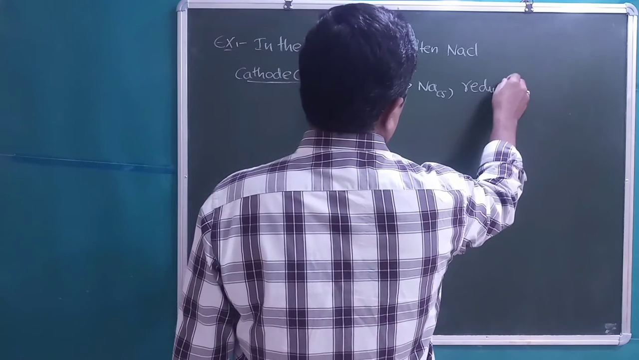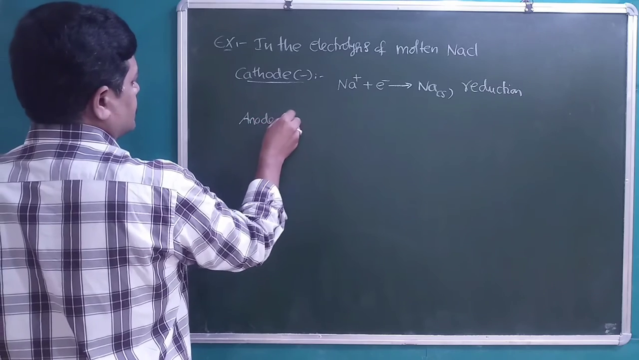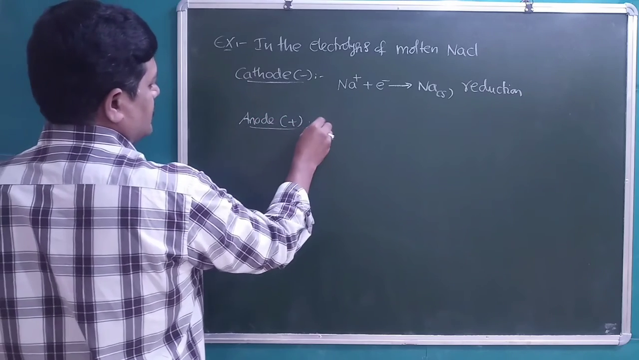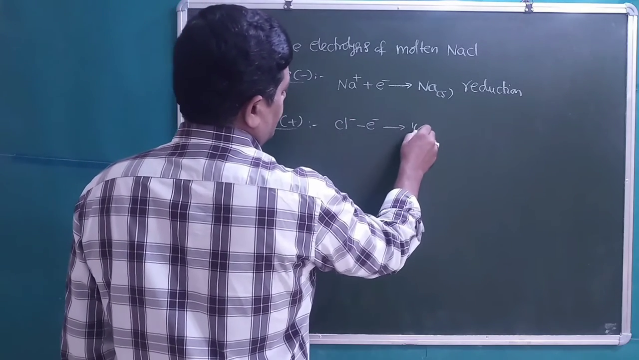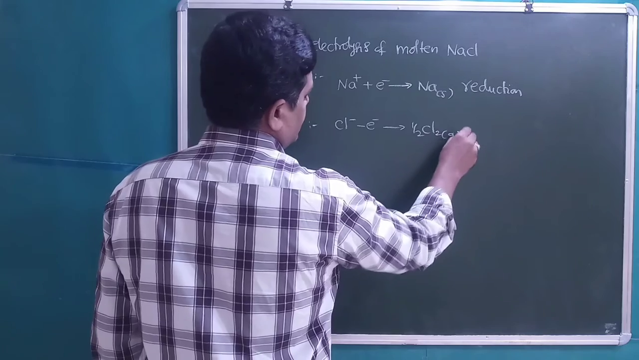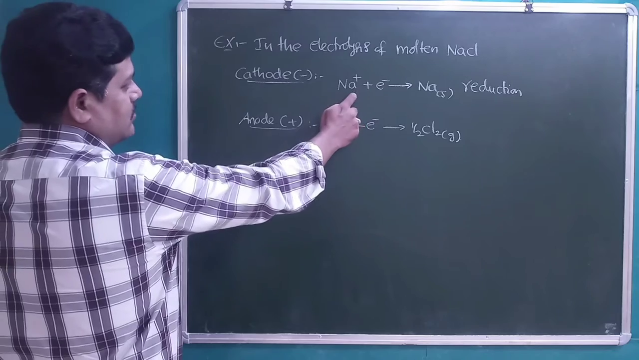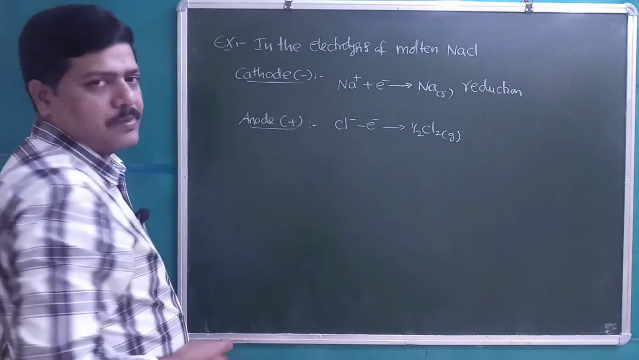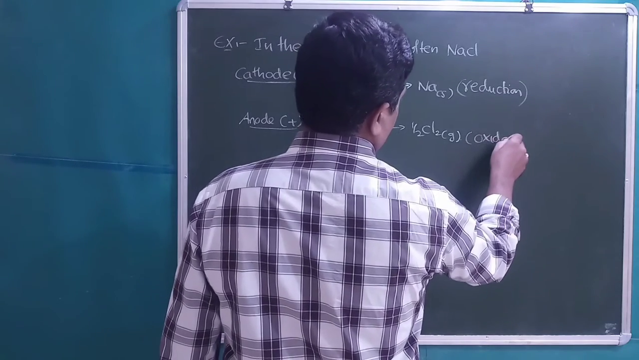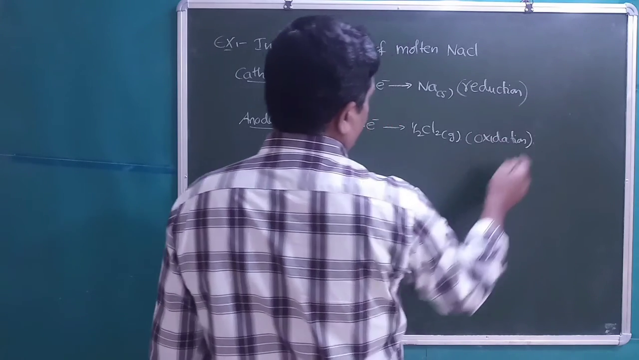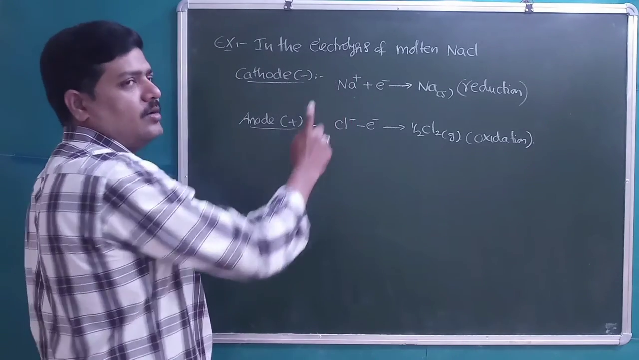Reduction takes place at the cathode. The reaction at the anode: the charge on the anode is positive. Cl- loses an electron, which gives Cl2 gas. Chlorine gas is liberated at the anode. Oxidation takes place at the anode. So that means, students, when a molten electrolyte is taken for the electrolysis, the products are from its ions only.